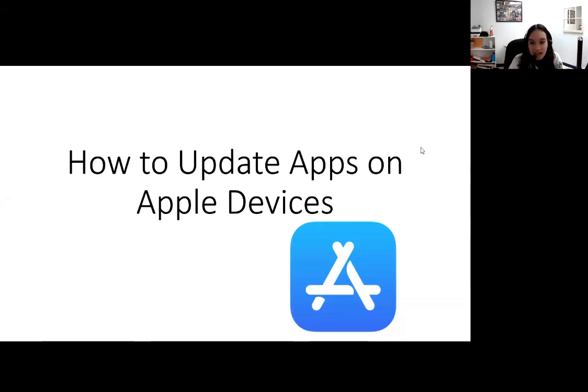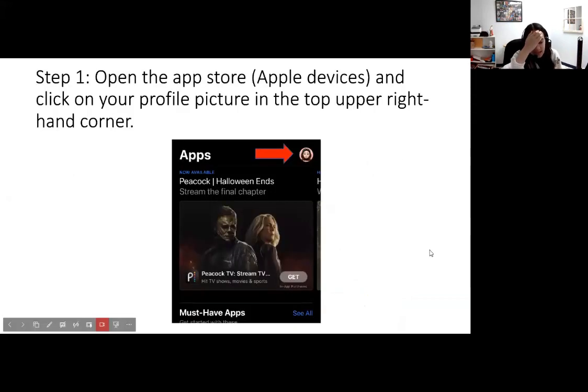Okay, so how do we update apps on our Apple phones and tablets? We want to go to the App Store, and the App Store is this application right here on the screen. That's how it looks on all iPhones and tablets. Once we get there, all the way at the top is going to be your profile picture. My profile picture is actually a little picture, but yours is probably just going to be blank because you may not have added a picture. But it's always at the top upper right hand corner.